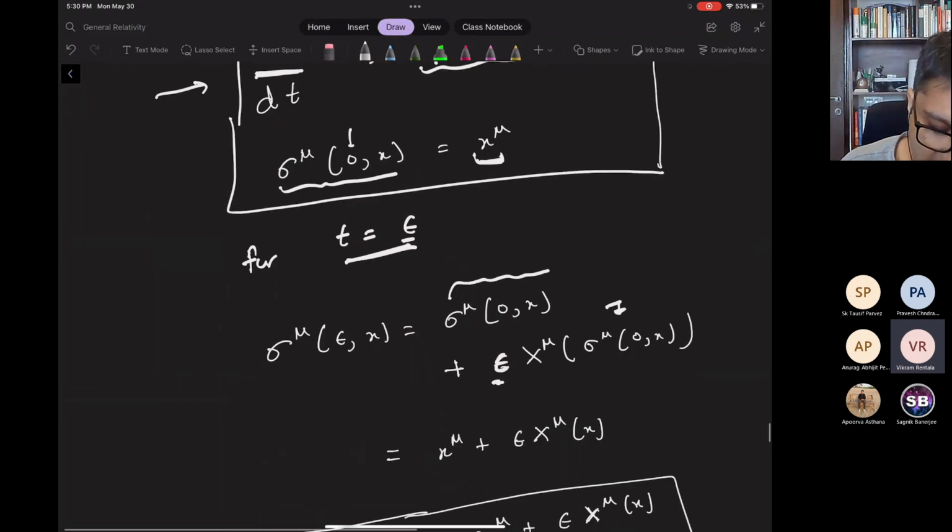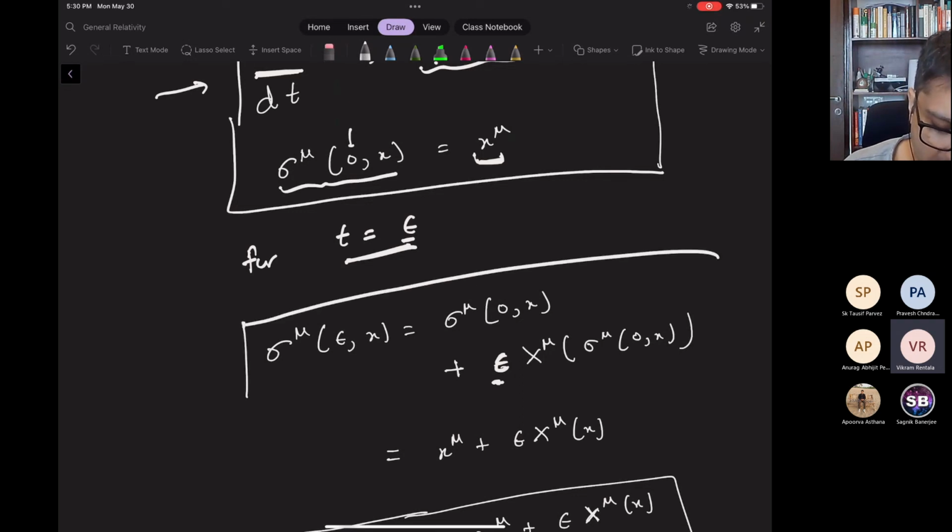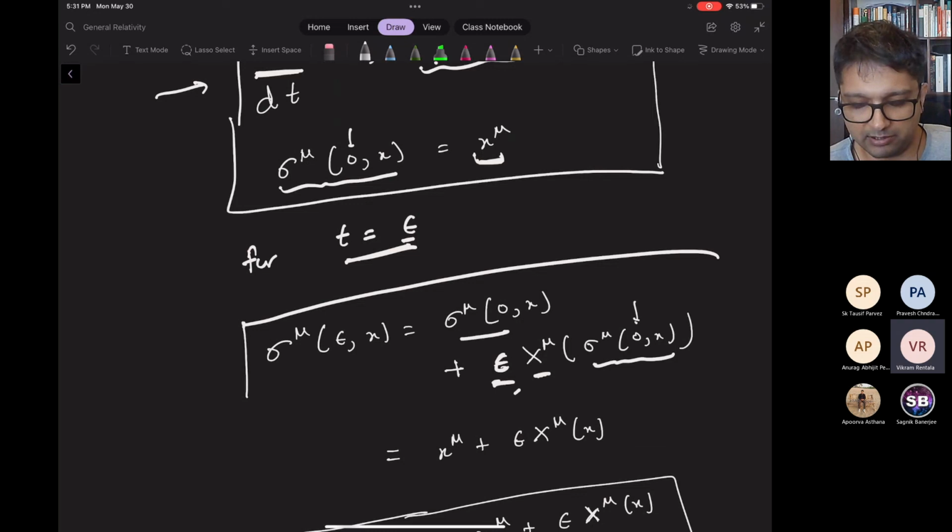I mean, this is like a Taylor series expansion. So we're getting to leading order in epsilon, or sorry, to first order in epsilon. This is the new coordinate that we will be at. So sigma mu epsilon of x is sigma mu 0 x, that is the initial point, plus epsilon times X mu of sigma mu 0 x. I could have put epsilon here, but if I'm only working to leading order in epsilon, I might as well put t is 0 here.